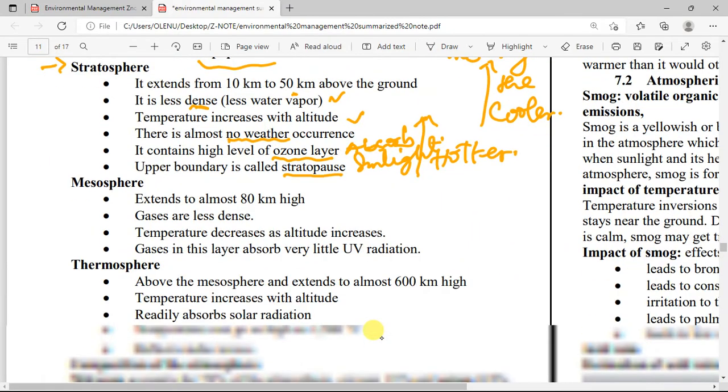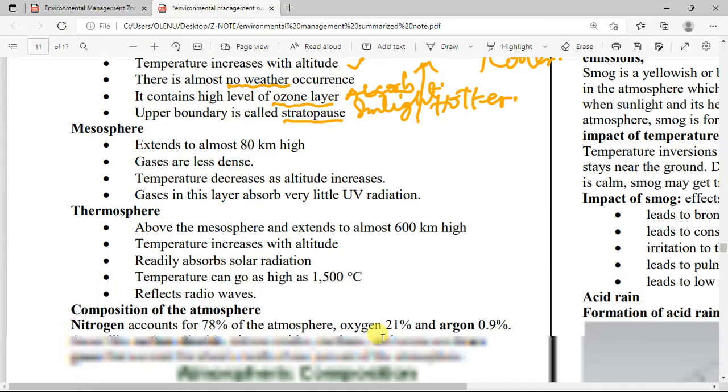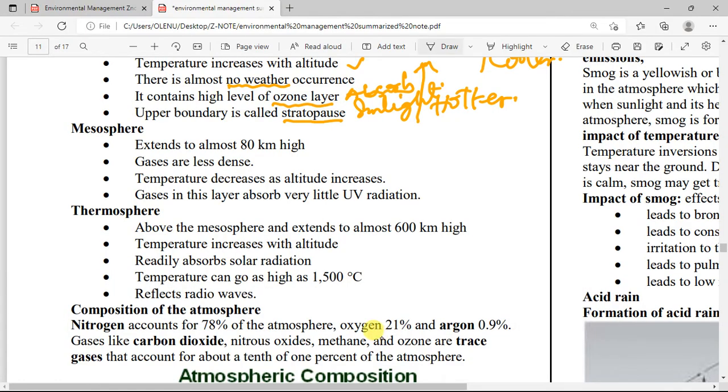Okay, features of the mesosphere. Now, in the mesosphere, the higher you go, the cooler it becomes. It extends approximately 80 kilometers in height, and temperature decreases with altitude. So the higher you go, the cooler it becomes within this layer. And gases in this layer absorb ultraviolet radiation from the sun.